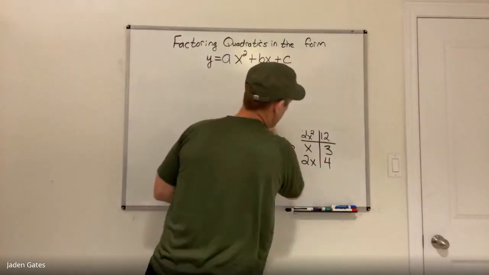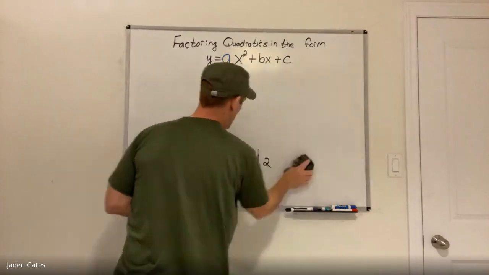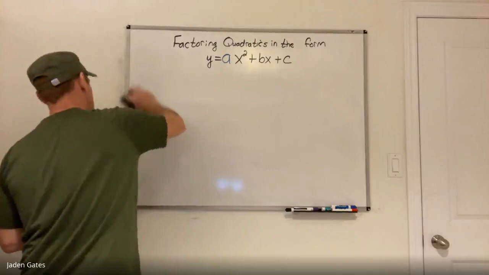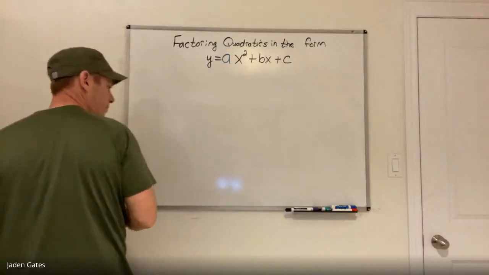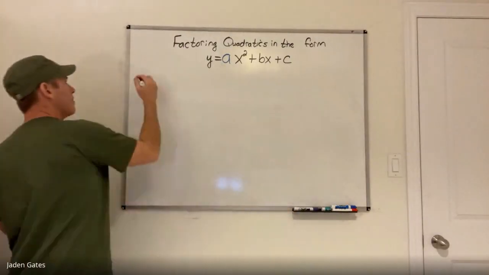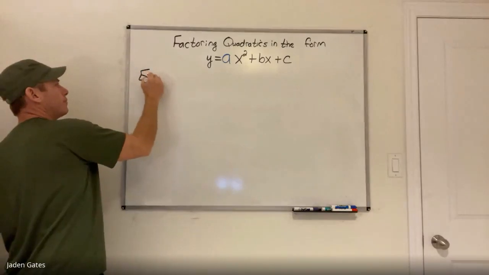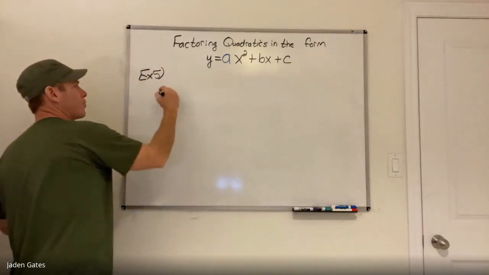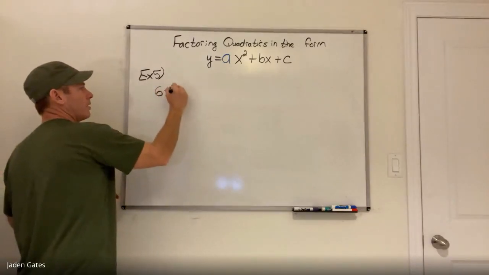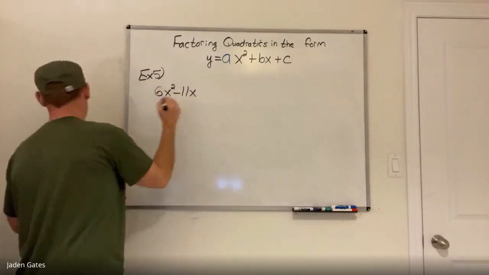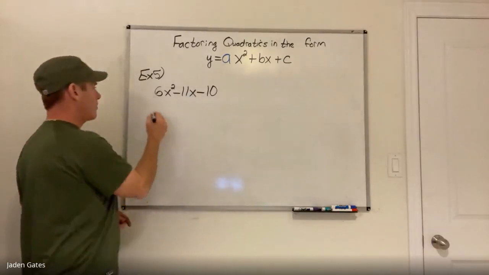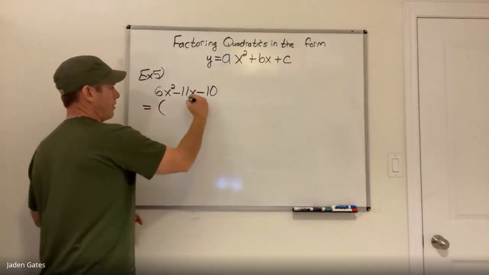For factoring, because the stuff we're doing after Christmas, you're going to need to factor. That's the first step. So if you can't factor, you're in trouble. All right, so two more here. Example number 5. We have 6x squared minus 11x minus 10.